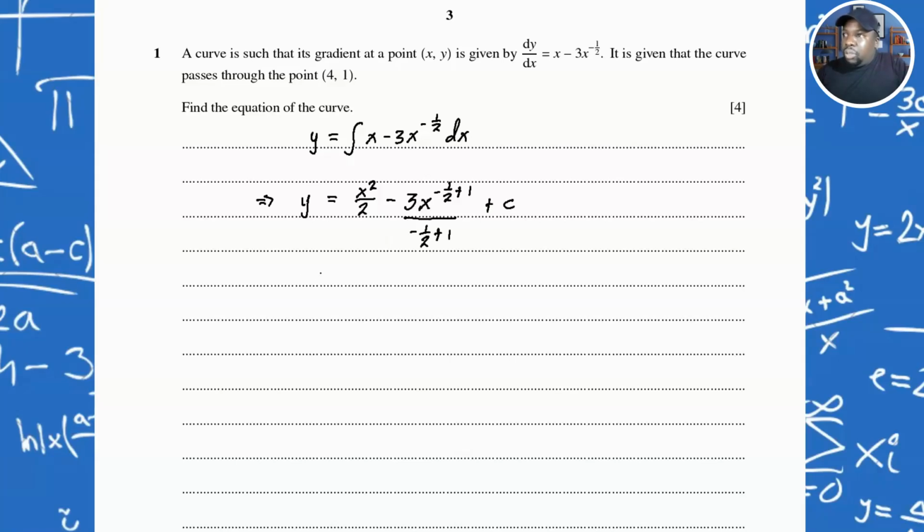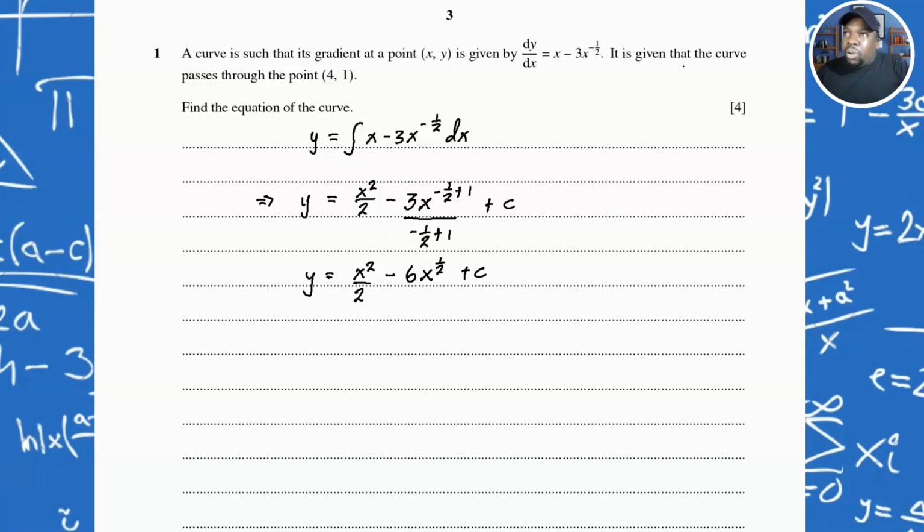c. So this will then give us y is equal to x squared over 2, and here that's going to be minus, and when we say minus a half plus 1, it gives us a half, and 3 divided by a half is 6, so we have minus 6 of x to the power of a half, which we get from minus a half plus 1, and it's plus c. So this is what we'll be getting.